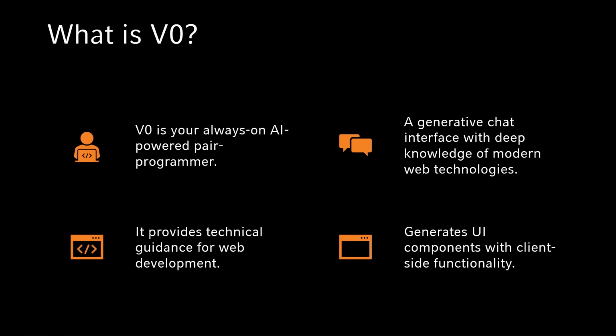It provides technical guidance for modern web development, making it easier to build applications efficiently. At its core, V0 is a generative chat interface with deep knowledge of web technologies. It doesn't just provide answers, it helps you build, code, and troubleshoot in real time. And what makes it even more powerful? V0 can generate UI components with client-side functionality, allowing you to create interactive designs without starting from scratch.